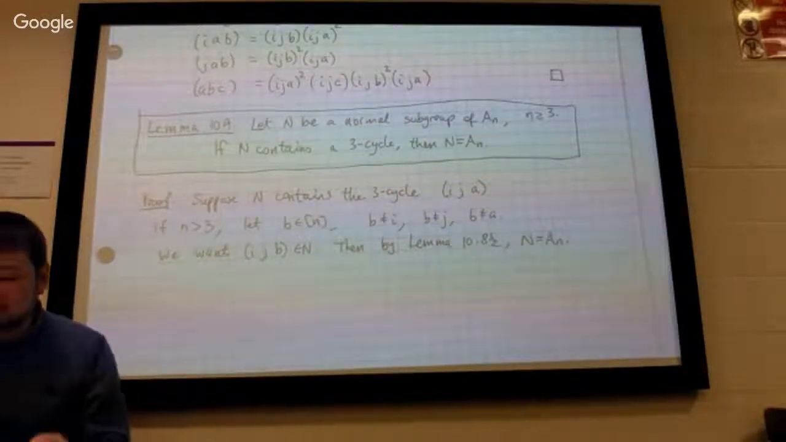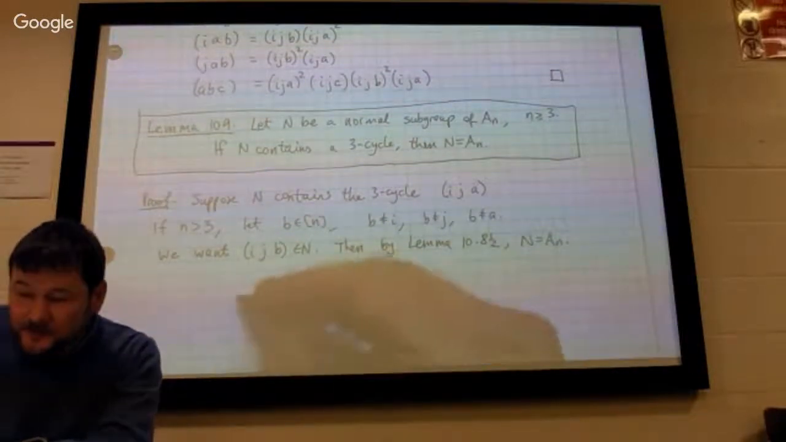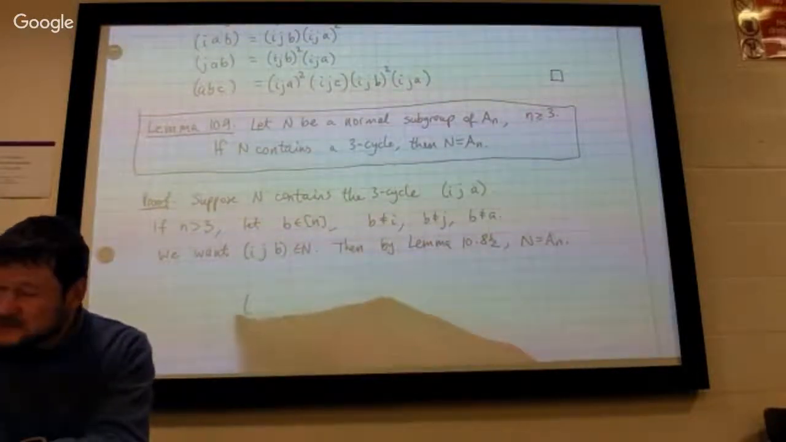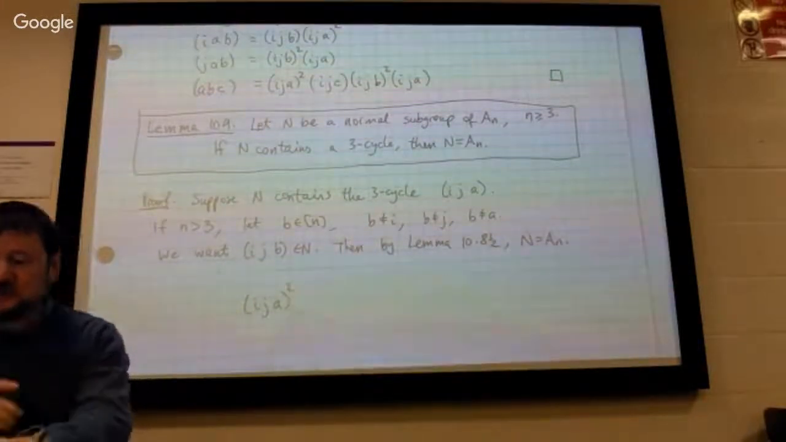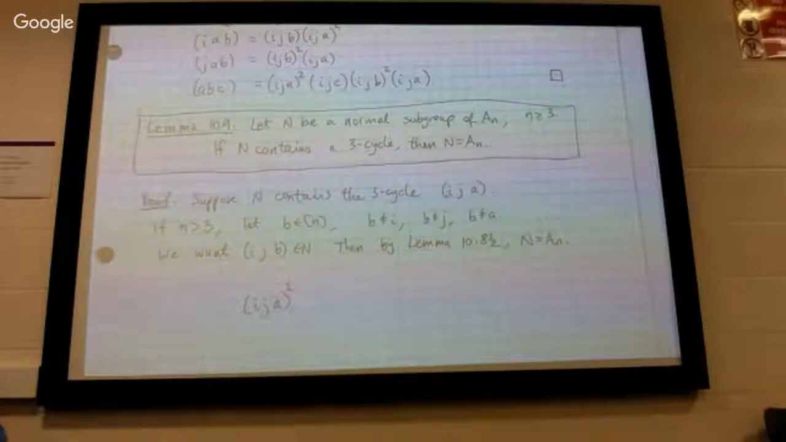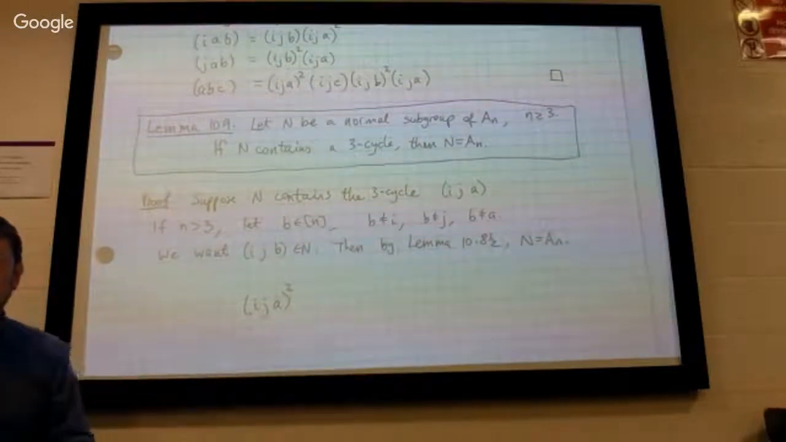Now, what is, okay, so if I do (i j a) squared, is that in N? Yes. It's in N because (i j a) is in N, and N is a subgroup, so the square has to be in N as well.